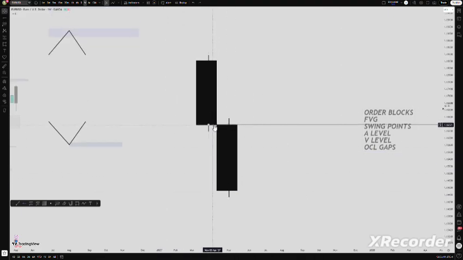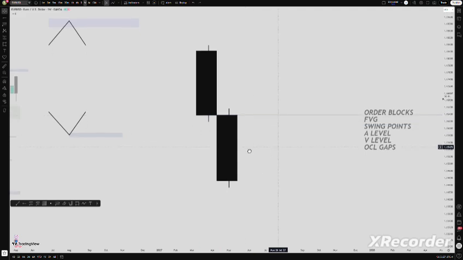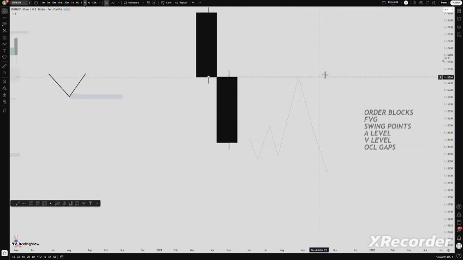The distance between the closing price of the previous bearish candle and the opening price of the next bearish candle is what we refer to as an OCL. It's called an open close gap. So the closing price of this and the opening price of this, a gap. And price uses it as reference points, just like A and V levels, to navigate price delivery.